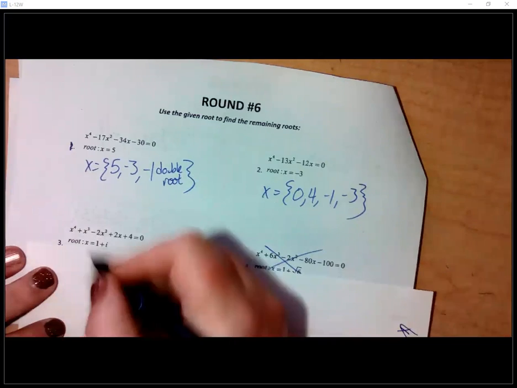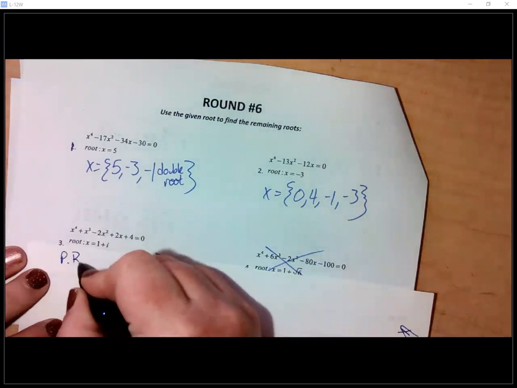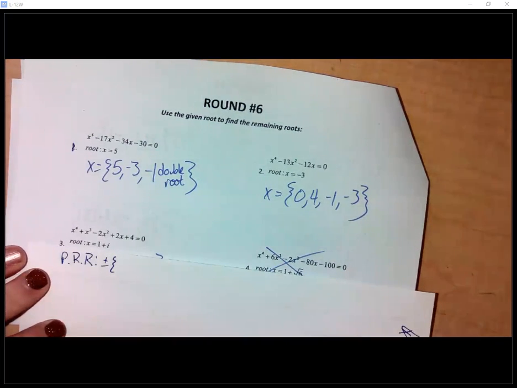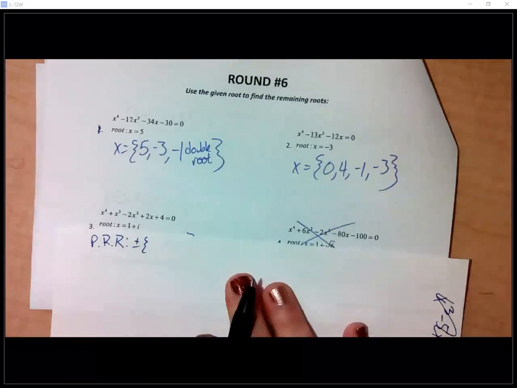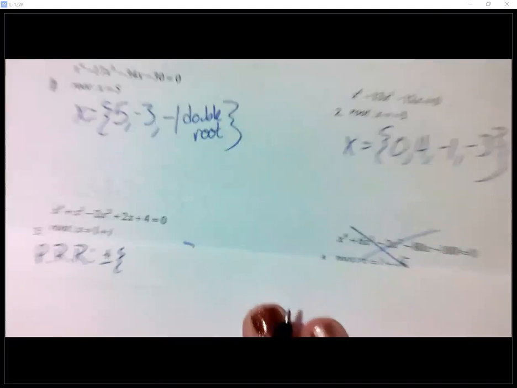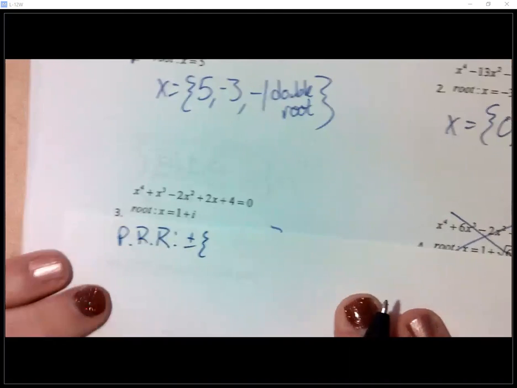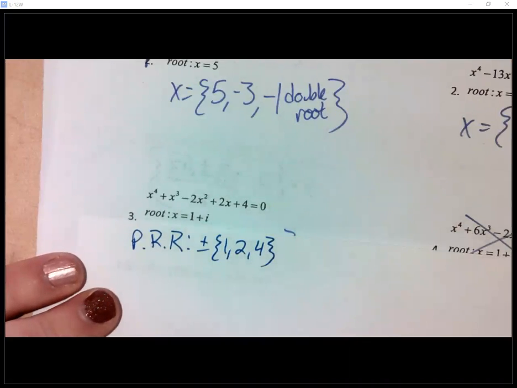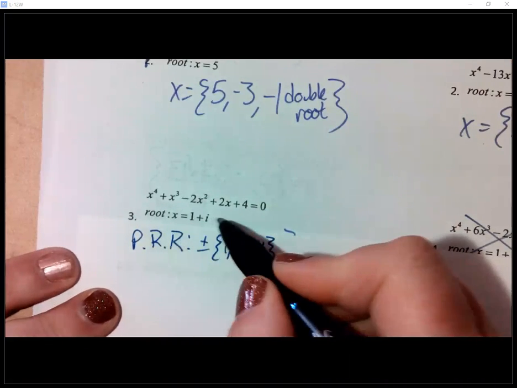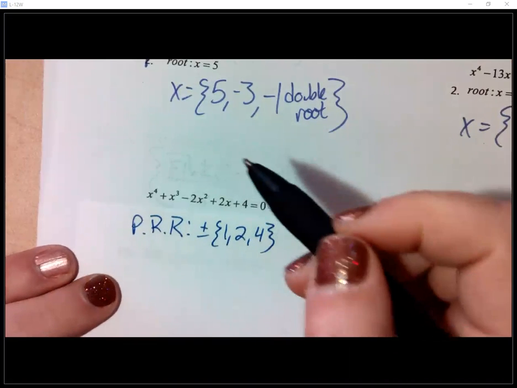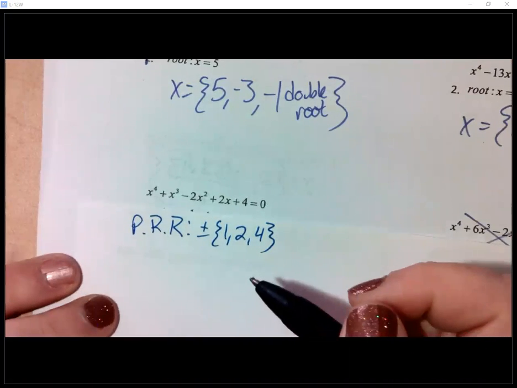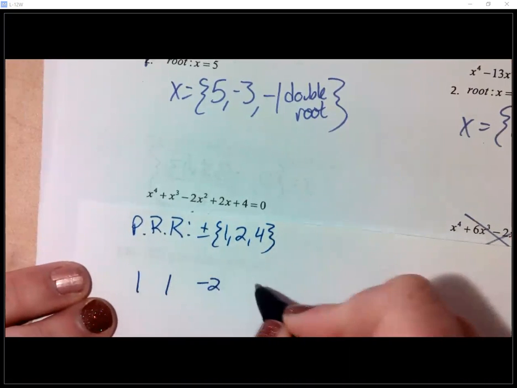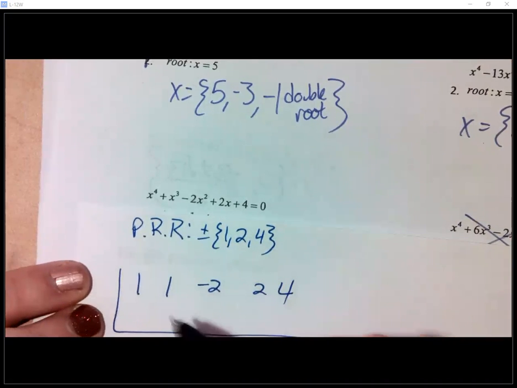my possible rational roots are going to be positive and negative factors of 4 divided by 1, right? Because my lead coefficient is just 1. So in this case, the possible rational roots are all really nice and easy. It's just going to be 1, 2, and 4. So again, I'm kind of ignoring the root that they gave me for a minute. I'm just going to pretend I don't even know that. Okay, so let's drop down our coefficients: 1, 1, -2, 2, and 4.